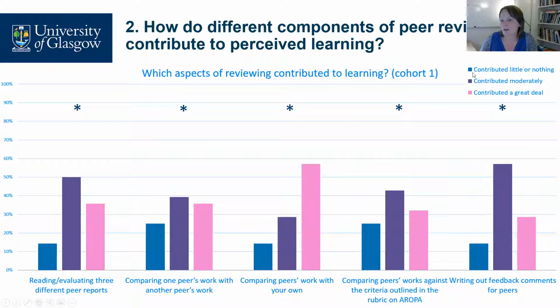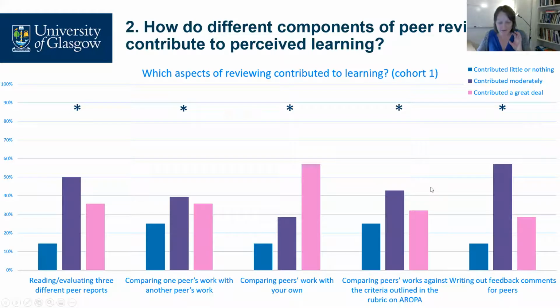And so the scale now is blue, contributing little or nothing, purple contributing moderately, and pink contributing a great deal. And so students considered that rating and evaluating 3 different peer reports contributed to their learning. Comparing one peer's work with another peer's work also contributed to their learning significantly. Comparing peers' work with their own work, they found helpful also. Comparing peers' work against the criteria, they found helpful. And writing out feedback comments for peers, they also found helpful.